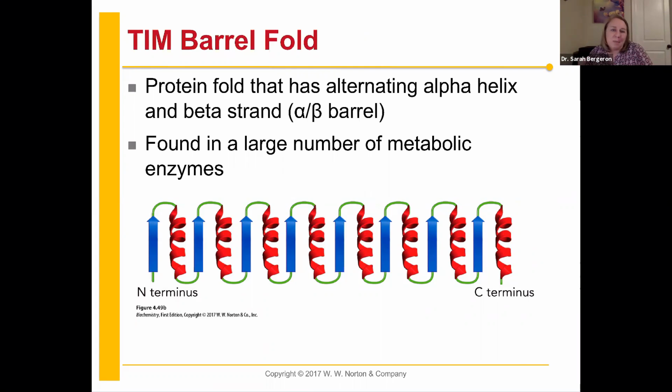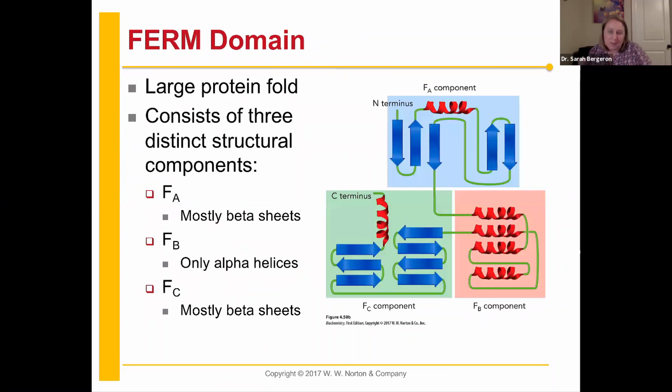And this was actually named after a glycolytic enzyme, triose phosphate isomerase. So that's the TIM, triose phosphate isomerase. And it's just one thing to remember, that it's for large proteins.